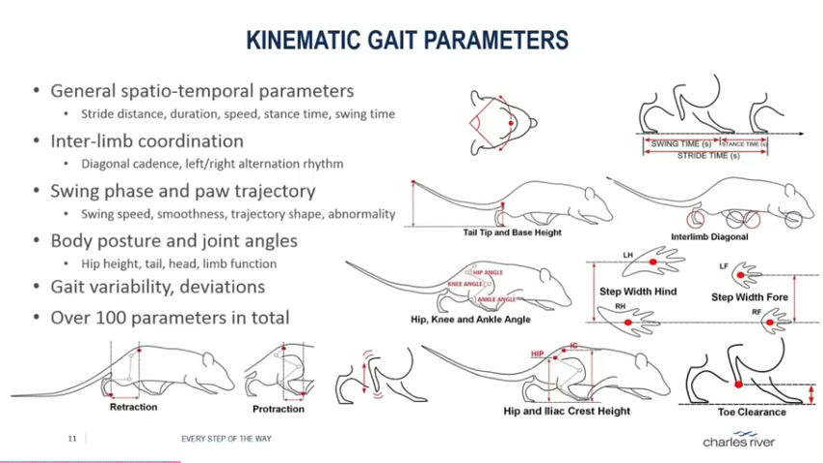The gait varies from stride to stride within an individual, and usually this kind of variability is small in healthy subjects, but not in animals with motor impairments. Therefore, we also measure this variability, such as deviations in the step width, among other parameters. So now we have data over 100 gait parameters, and the problem is how to handle all this information.